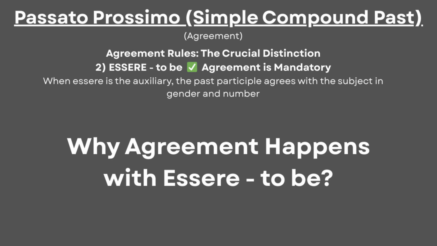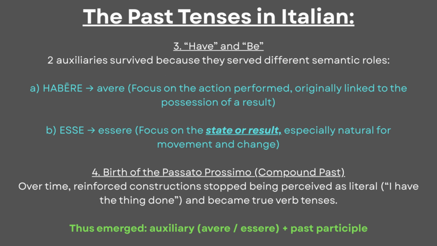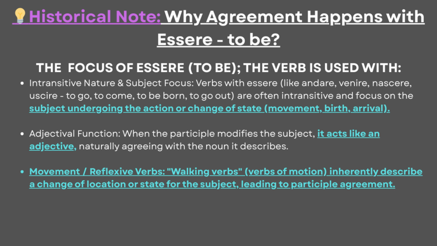But why? A very important detail that I mentioned in the beginning of the video is that essere is a verb that's about the state or result of an action. Specifically, it's about the change of state of an action, which perfectly explains why essere is used with verbs of movement and reflexive verbs. The purpose of such verbs is to show a change of state, which they all do, and as a result, they make the participle function more like an adjective that describes the subject's state.